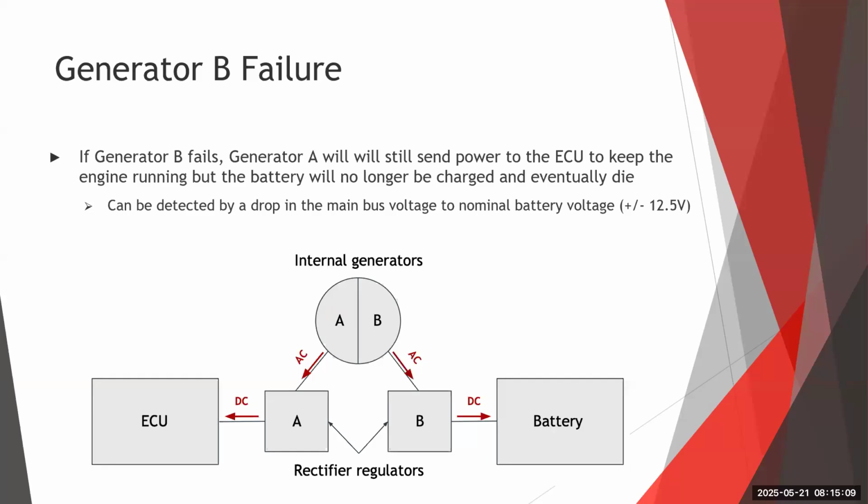If generator B fails, generator A will keep sending power to the ECU to keep the engine going, but once again, we're not sending any power to the battery. So eventually, the battery will die, give or take 30 minutes, depending on if we can shed the load. We'll also notice that drop in the volts. So here's sort of the diagram of that. We lose generator B, generator A is still sending power to keep the engine running. We'll lose that battery.